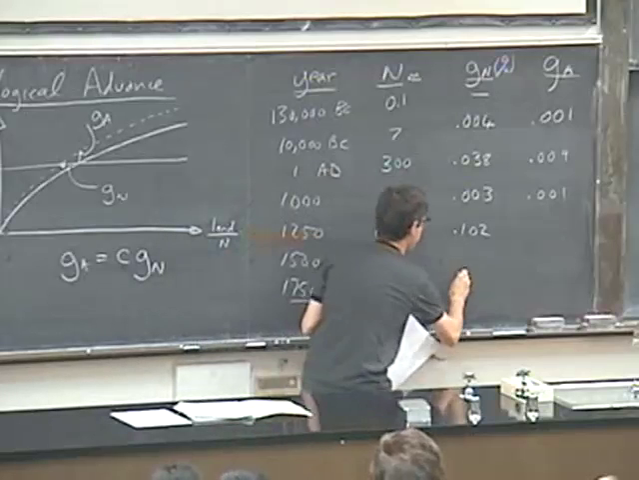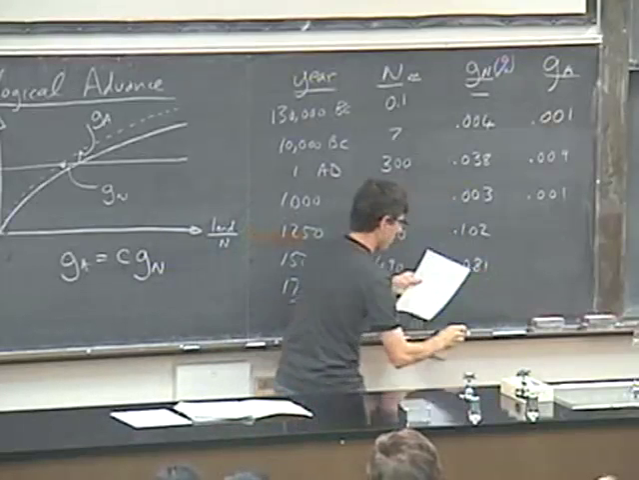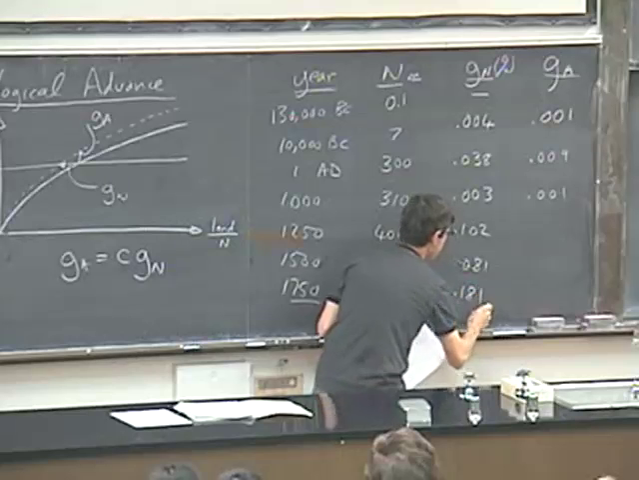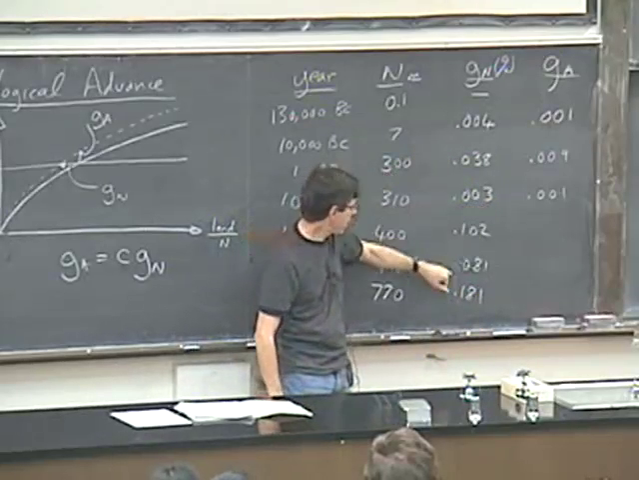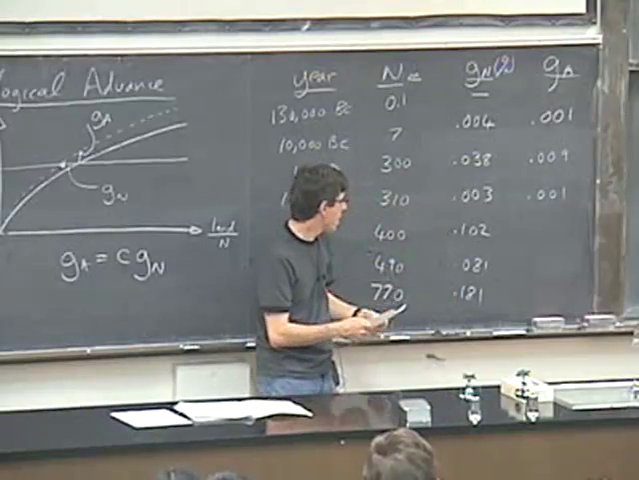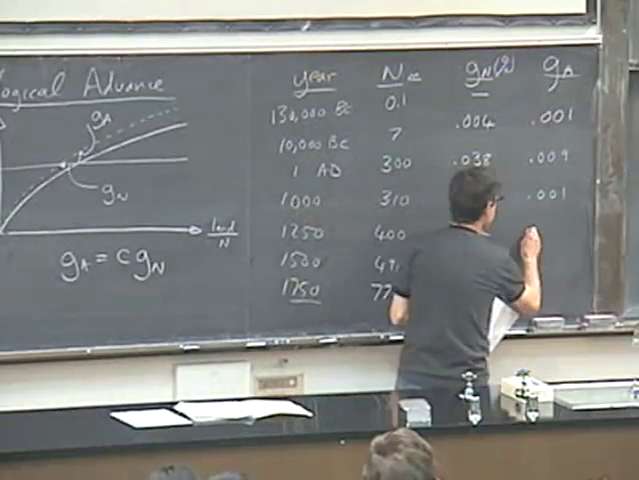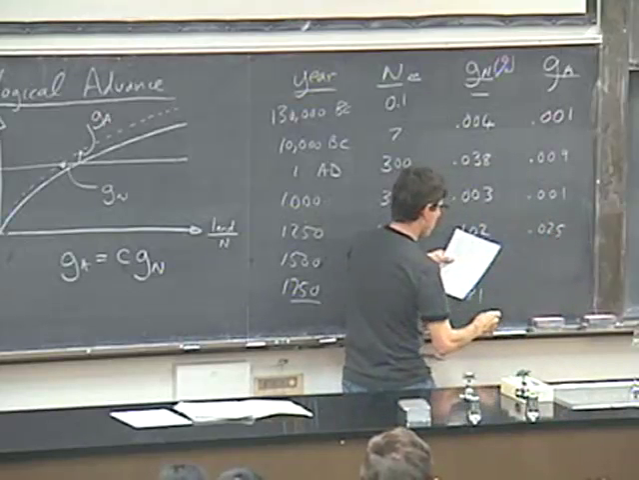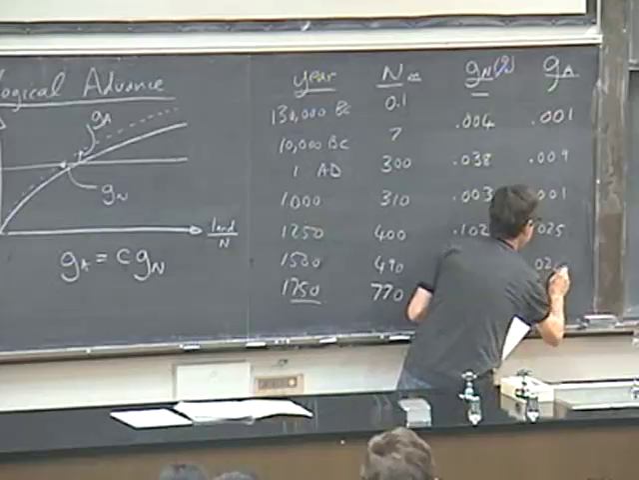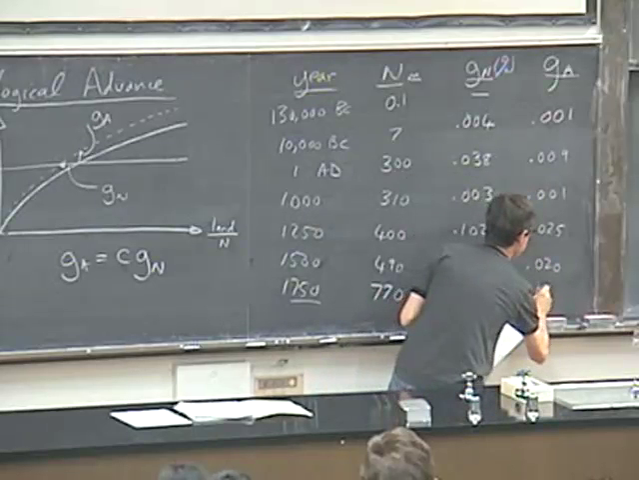And here we get rates of population advance that are considerably faster than in the earlier part of history. Okay? And you're getting this acceleration. And then the implied rates of efficiency advance are 0.020, 0.045.